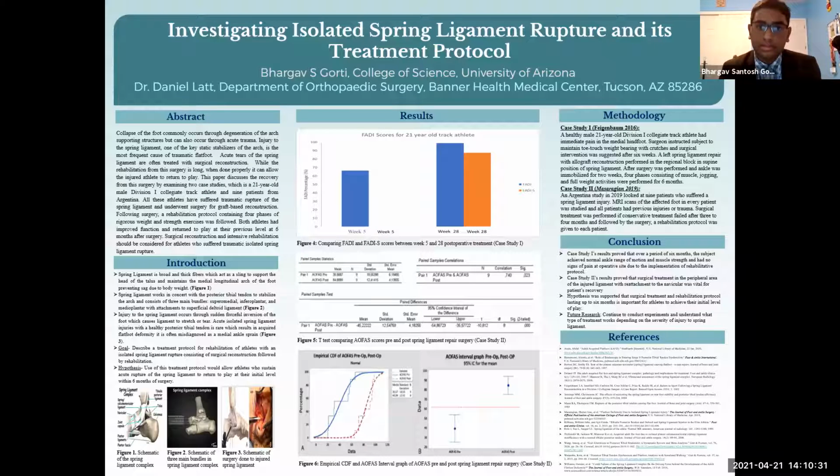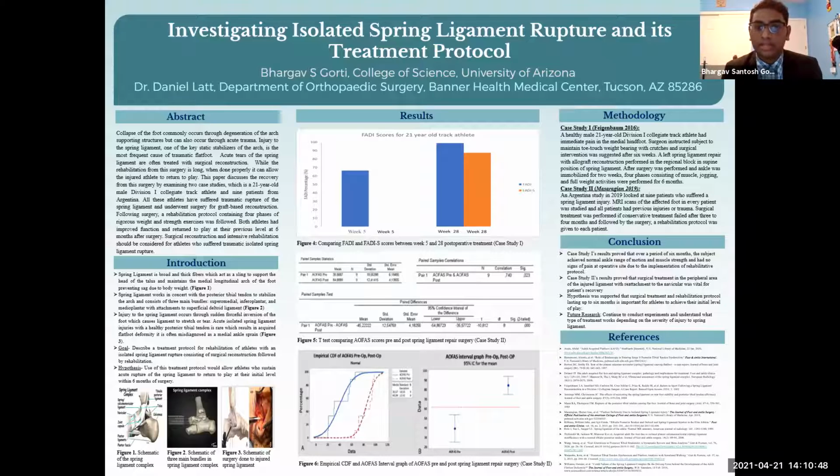I have been conducting research in the Department of Orthopedic Surgery under the guidance of Dr. Daniel Ladd for 4 years at Banner Health Medical Center. Today, I will be explaining my senior thesis project, which is investigating isolated spring ligament rupture and its treatment protocol.